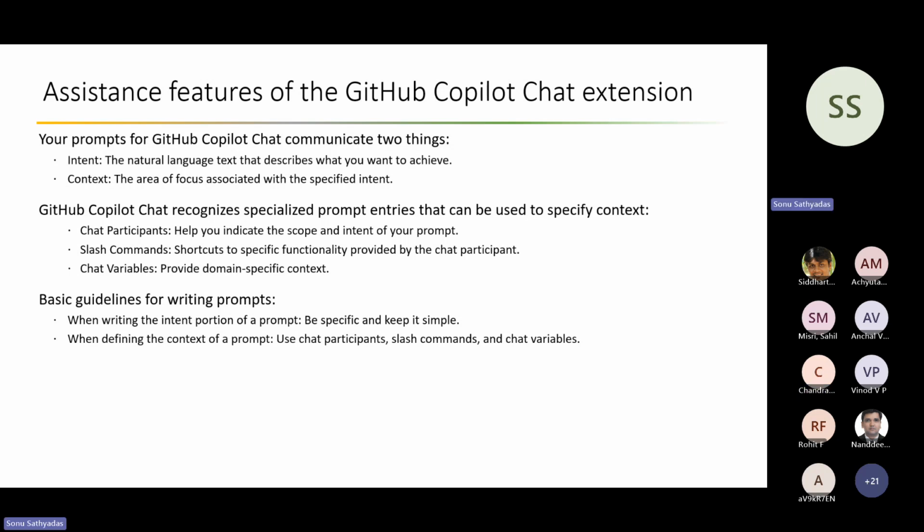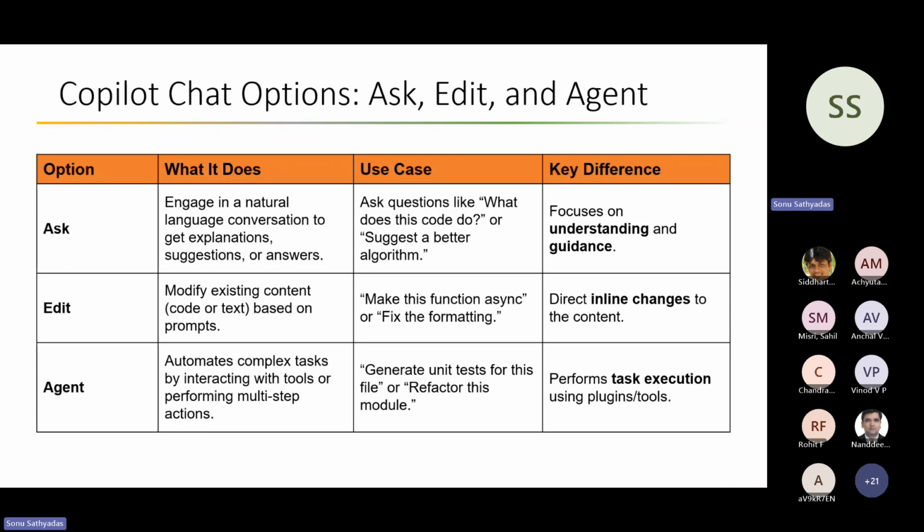So when you're defining the context, you can use the chat participant slash commands and variables. I'll show you an example of how to use that. But yes, as I mentioned, your first and primary interaction point is the chat window. When you use the chat window, obviously we have three options. One is ask, second is edit, and the third one is agent.